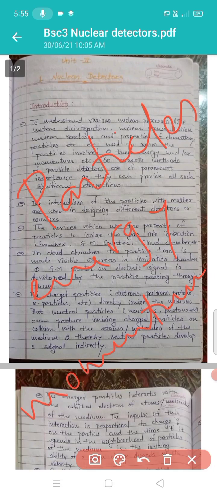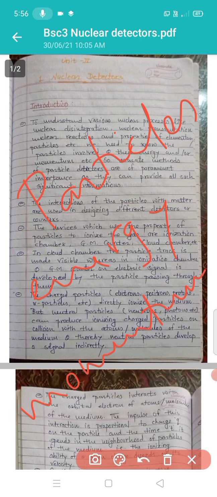Some energetic particles passing through a transparent medium produce visible light called Cherenkov radiation. This forms the principle of Cherenkov detectors. We will learn it in detail. Some particles excite fluorescence in certain materials, and hence scintillation counters coupled with the photomultiplier tube are used to detect and count such particles. We learn it in scintillation detectors.